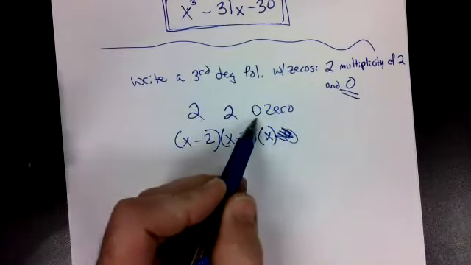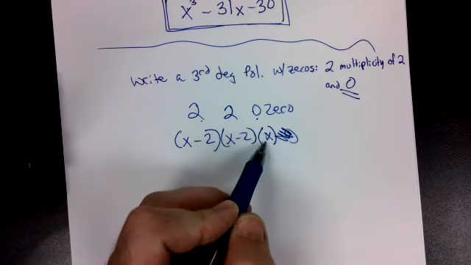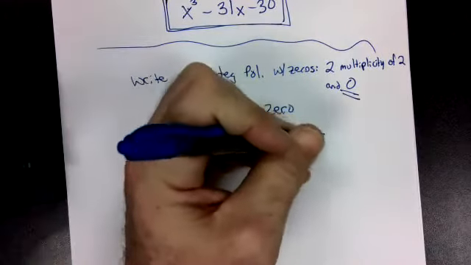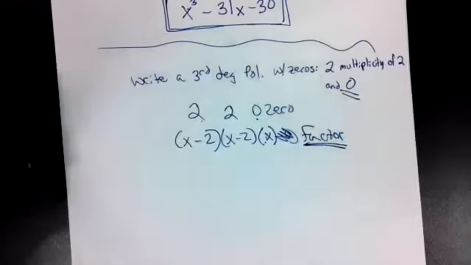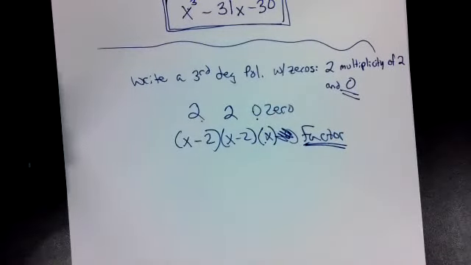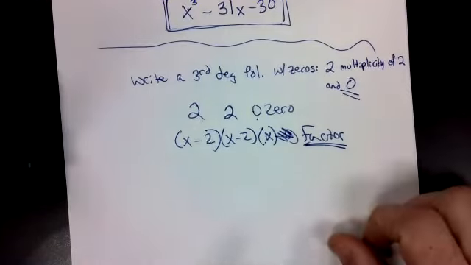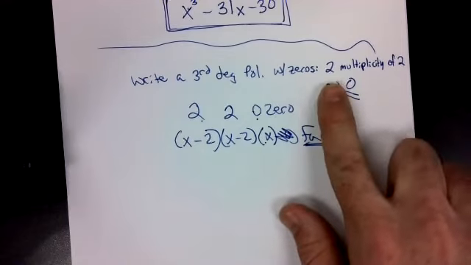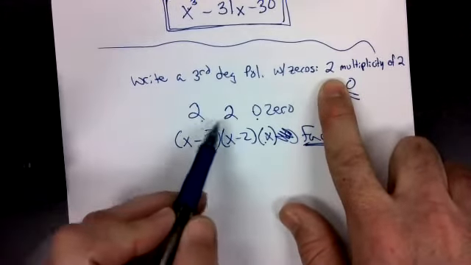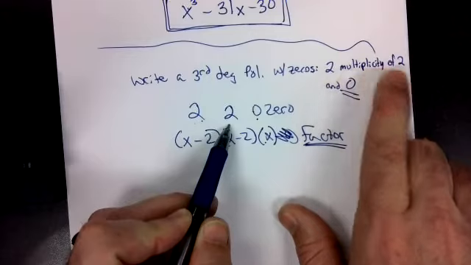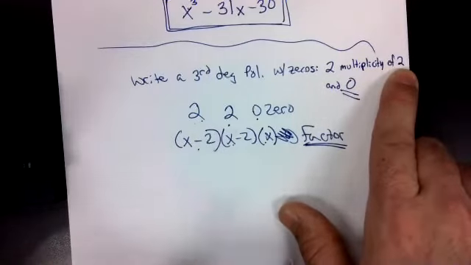So if you have a 0 of 0, then the factor is just x, because you're not going to put x minus 0. That's just x. I probably should have chosen a different number, but 2 is the 0. The multiplicity is what makes it happen more than once.